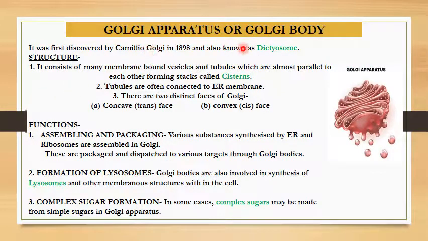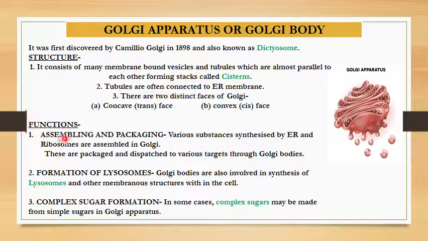Golgi apparatus or Golgi body. It was first discovered by Camillo Golgi in 1898 and also known as dictyosome. Structure. It consists of many membrane-bound vesicles and tubules which are almost parallel to each other, forming stacks called cisterns. Tubules are often connected to ER membrane. There are two distinct phases of Golgi. The concave phase is called trans phase and convex phase is called cis phase.